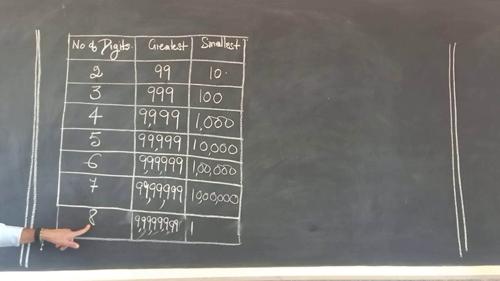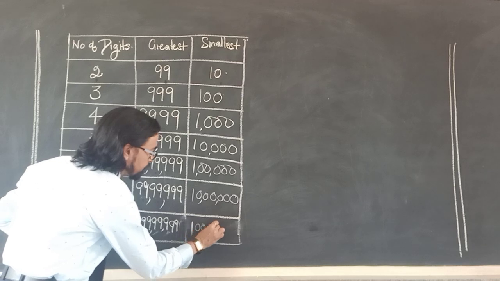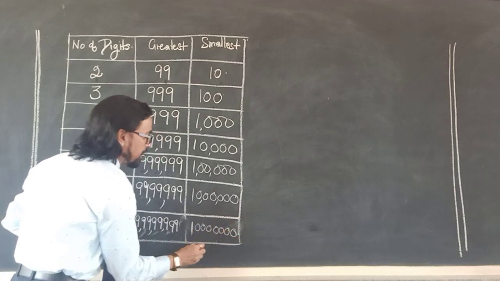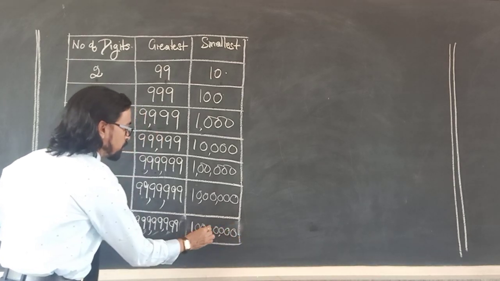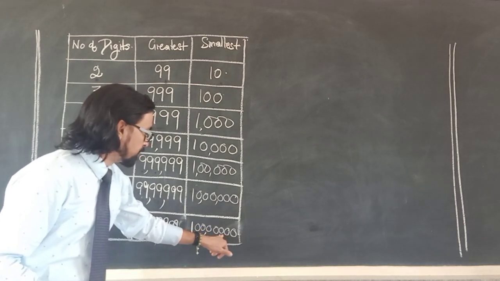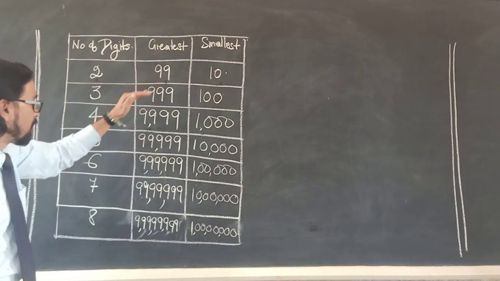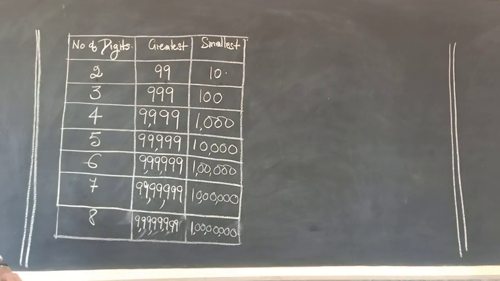So now I have to put how many zeros? Because I have taken 1 already, so I have to put 7 zeros. 1, 2, 3, 4, 5, 6, 7. 1, 2, 3, comma, 1, 2, comma, 1, 2, comma. So, units, tens, hundreds, thousand, 10,000, lakhs, 10 lakhs, crores. So, the smallest 8-digit number is 1 crore.